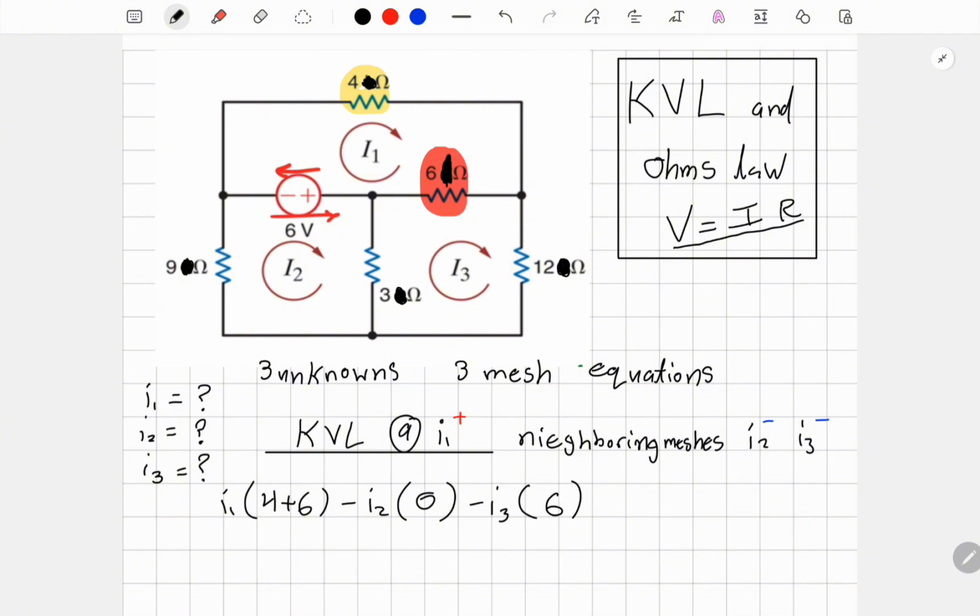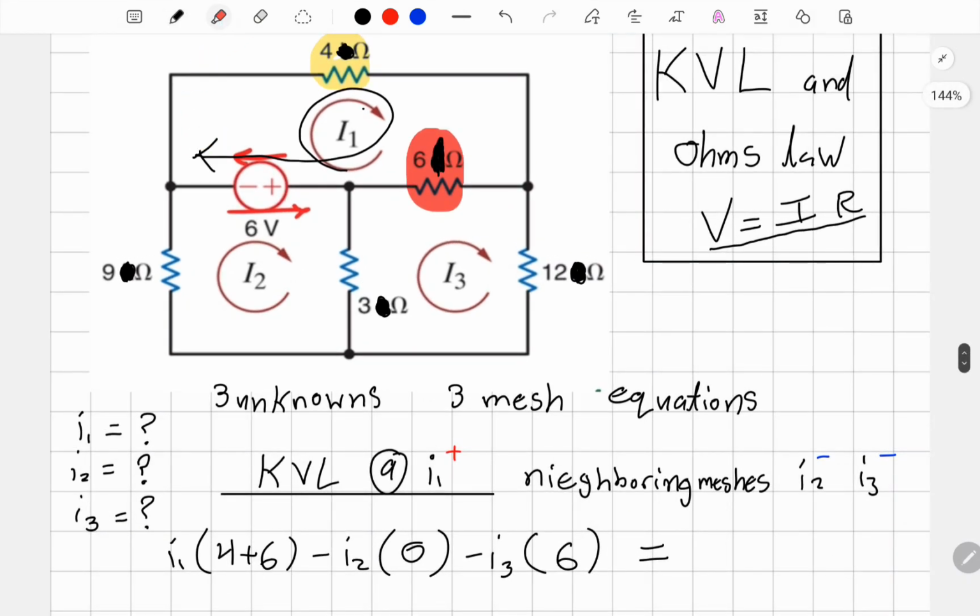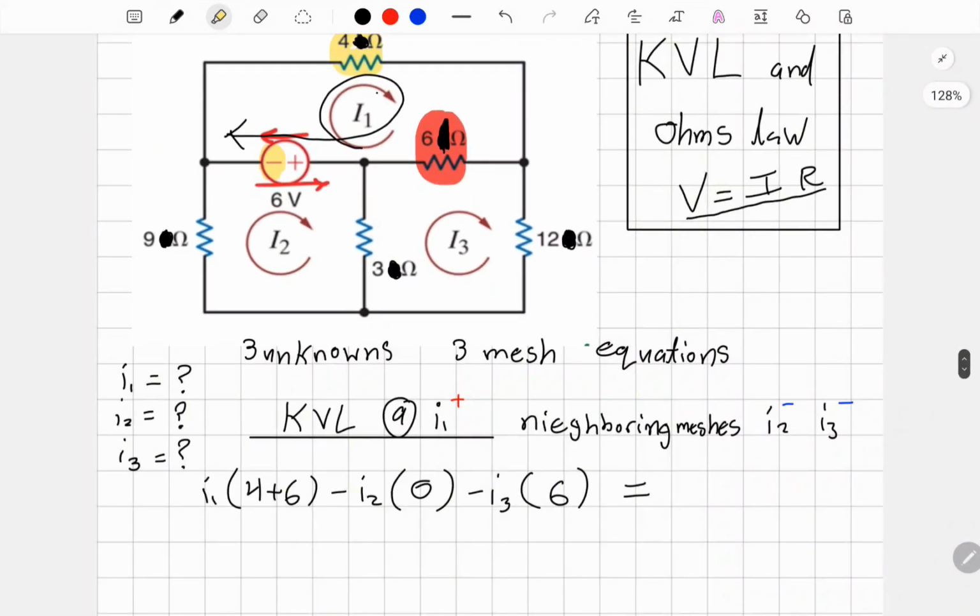So minus 6 equals any voltages in the mesh? Well, yeah, there is. And what we're going to do is, for KVL, we look at the sign leaving. So my I1 is going this way, and I'm looking at the sign that is leaving, because that's how KVL works. On the right hand of the equation, I look at the sign that is leaving, and on the left side of the equation, I look at the sign that's entering.